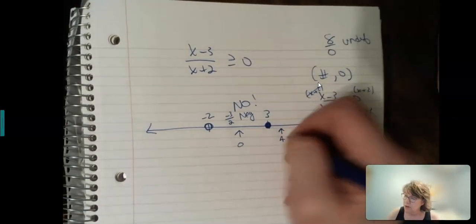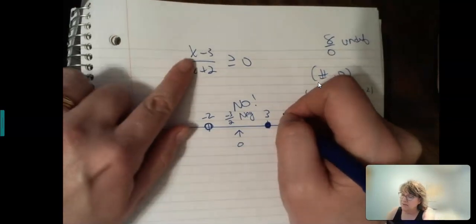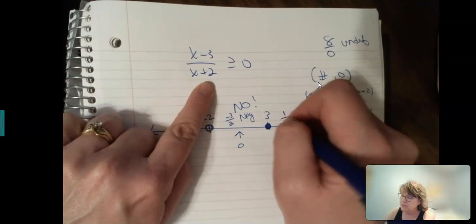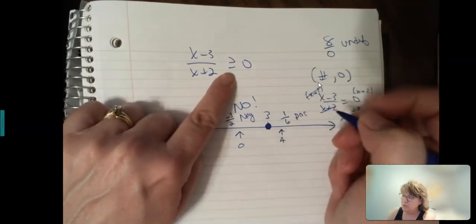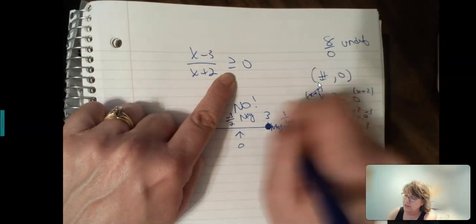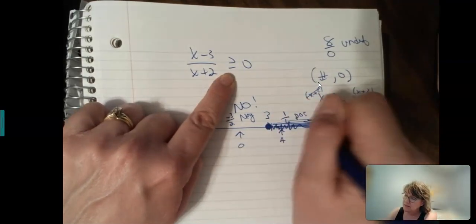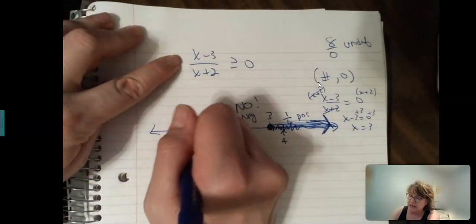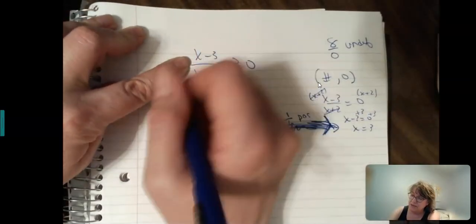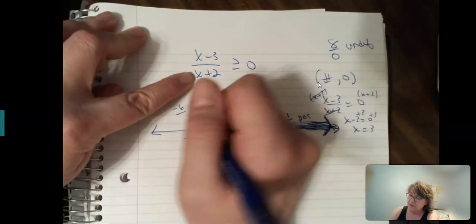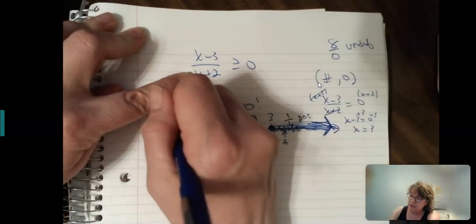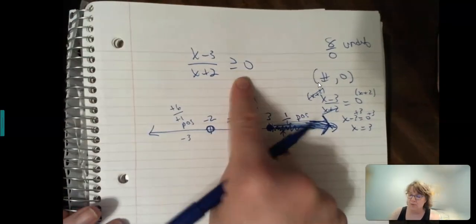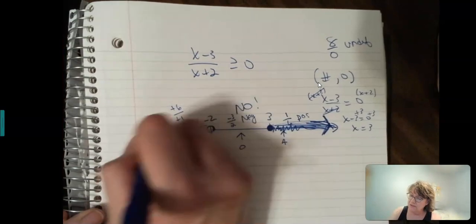All right, let's sub in over here. Let's try 4. If I sub in 4, I get 4 minus 3 is 1, and 4 plus 2 is 6. That's positive. We do want positive. So all of this stuff over here is going to be positive, so it's all going to work. And then over here, let's sub in, say, a -3. -3 minus 3 is a -6. -3 plus 2 is a -1. Negative divided by negative is a positive, which again, we want 0 or positive. So all of this is good.